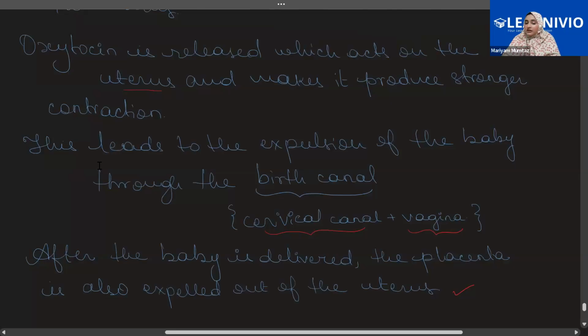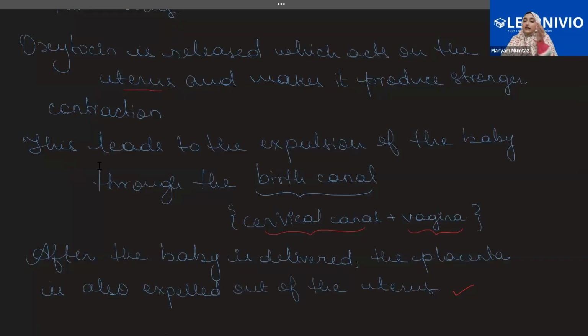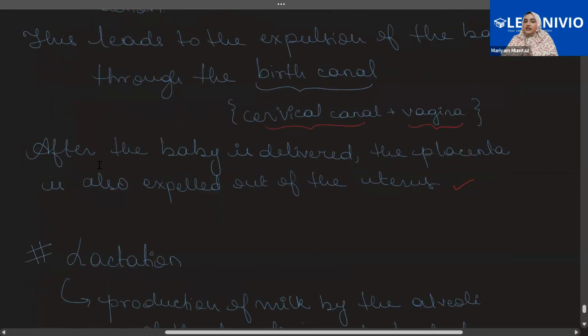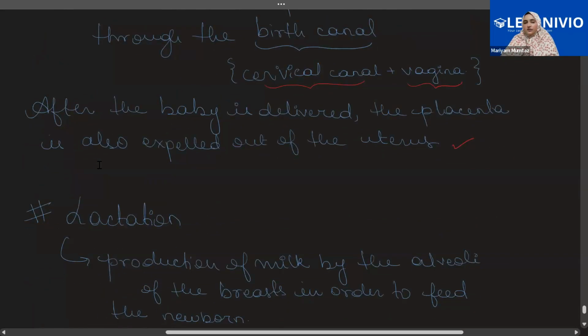And you people know what the birth canal is. It is the cervical canal along with the vaginal passage. After the baby is delivered, the placenta is also expelled out of the uterus because now the placenta is useless. Parturition is clear, students?